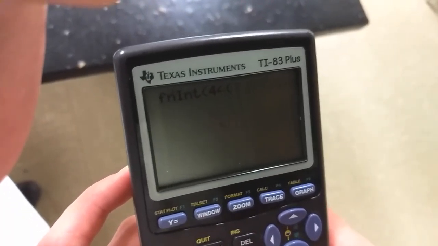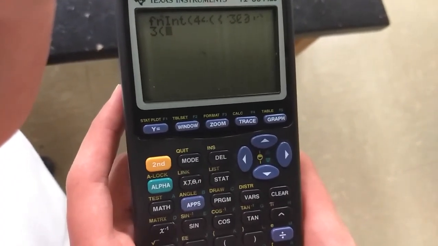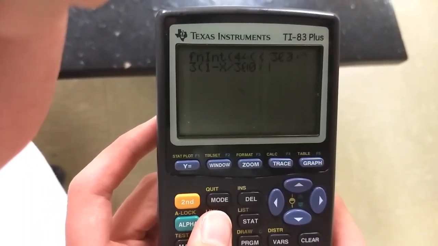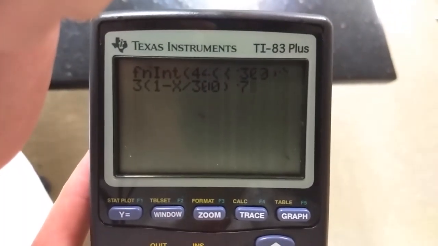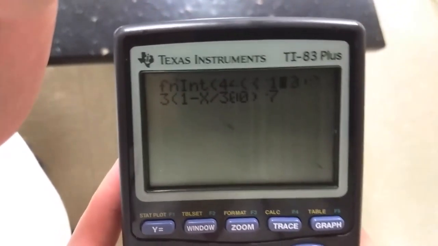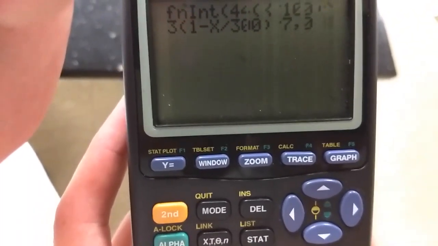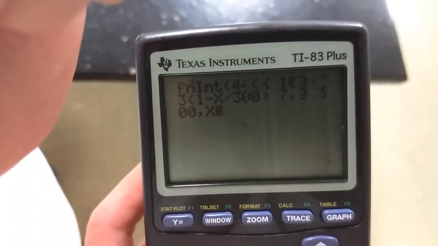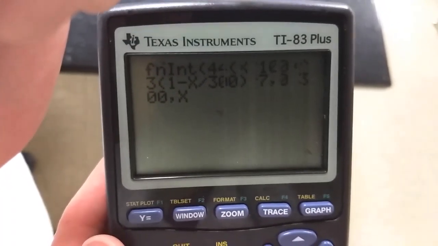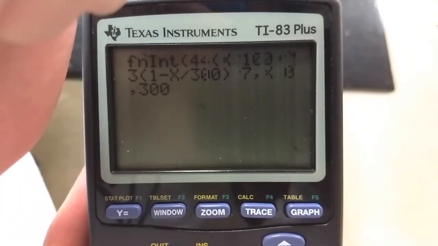I said 44 times the quantity of X divided by 300 to the power of 3 times 1 minus X divided by 300 to the power of 7. And I think it's actually 100 the first time. So there we go. Then comma, then your lower bound, which is 0, then your upper bound, which is 300. Then your variable of integration, you hit enter, and you get a syntax error. Okay, so you do x, your variable of integration, first, then 0, then 300. Then you hit enter.